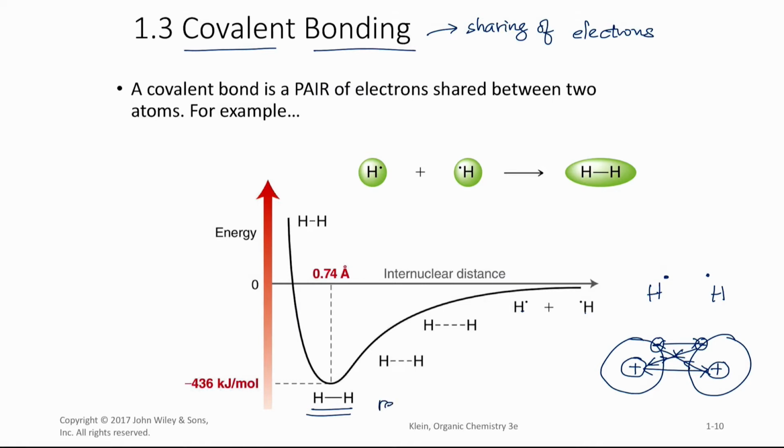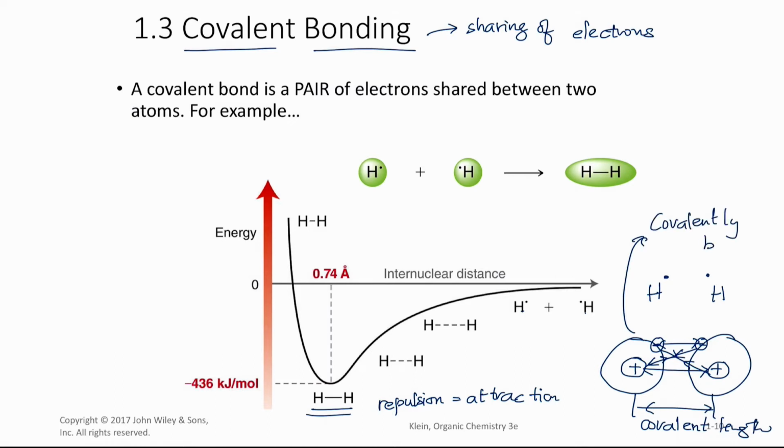When the repulsion of the similar charges becomes equal to the attraction, that distance between the 2 nuclei is called the bond length. The molecules are said to be covalently bonded at that distance. For hydrogen and hydrogen, it is 0.74 angstroms, and the energy released when bringing those atoms that close is minus 436 kilojoules per mole.